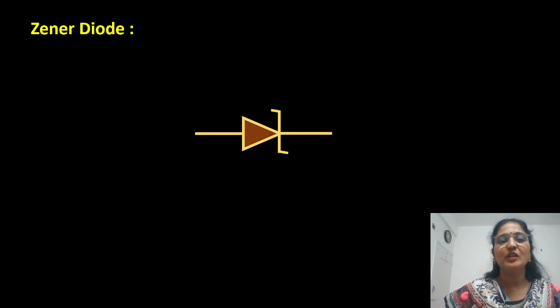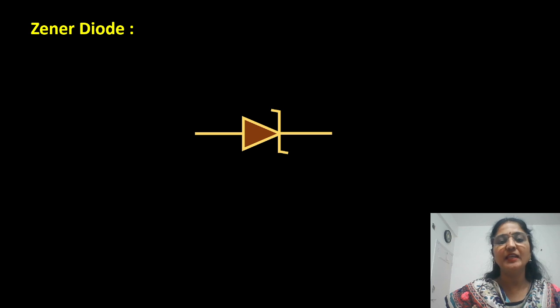A Zener diode is a special type of diode which is designed to operate in reverse bias. The name Zener comes from the American physicist Clarence Zener, who discovered the Zener effect. This is the symbol of a Zener diode. The Z at the cathode represents the Zener diode.